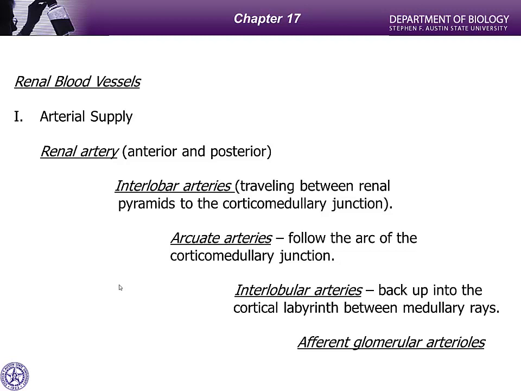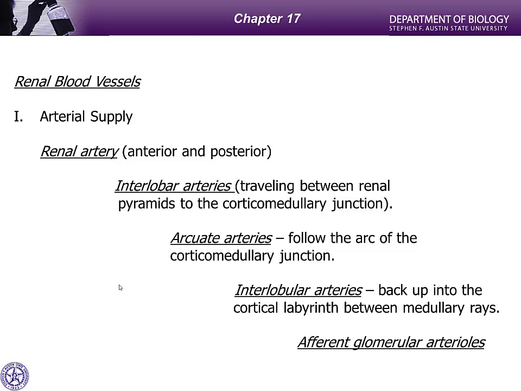Once these interlobar arteries get to this junction, they're going to branch and follow the convex arc of the kidney. It's going to follow that corticomedullary junction, and it goes around, and these are referred to as arcuate arteries. Then we're going to branch smaller vessels off of the arcuate arteries that are going to go perpendicular up through and into the cortex. These are the interlobular. And then from the interlobulars, we're going to give off the vessel that's going to go to our glomerulus. Now, these are referred to as glomerular arterioles, but you see that first word, afferent.